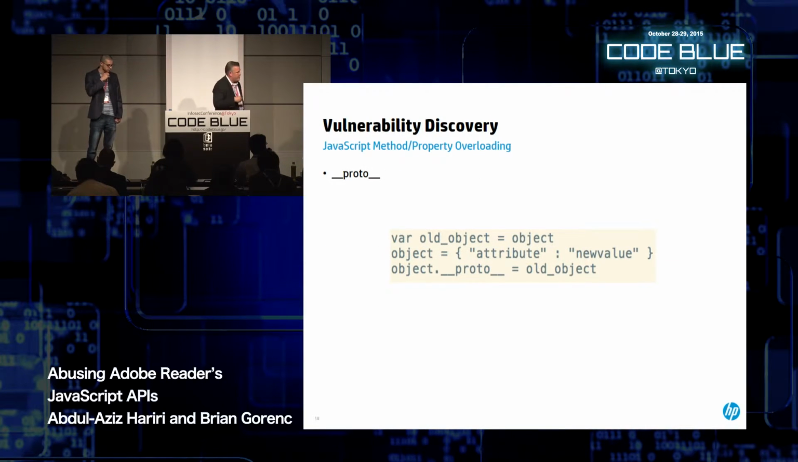The next way to do it is through inheritance using __proto__. In this case, you can define a new property using an object and assign the old object to __proto__, which will inherit the methods and allow you to redefine the way that a property works on an object.